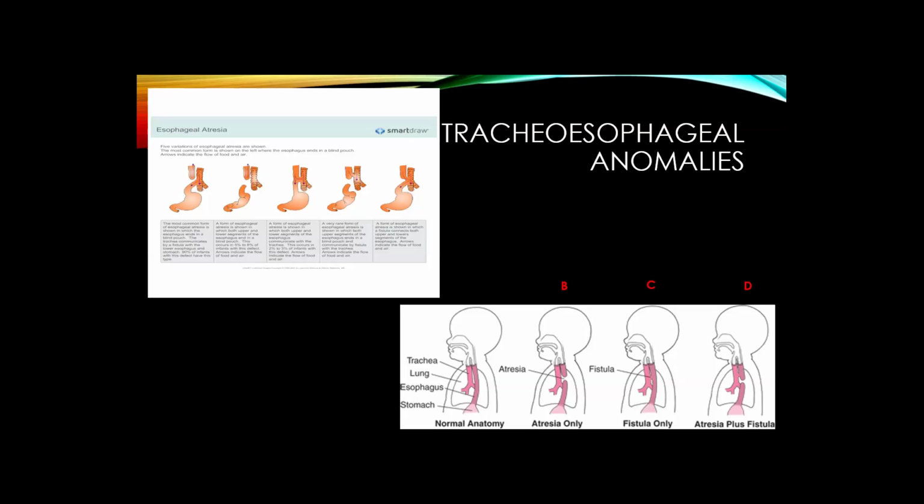He talked about 4 kinds. Your book shows 5 kinds. Regardless, there's an abnormal connection. You guys don't need to know the different kinds. You need to know what happens in tracheal esophageal fistula. Okay, the esophagus at some point ends in a blind pouch. It may or may not have a connection with the trachea, and the biggest risk is aspiration for sure.